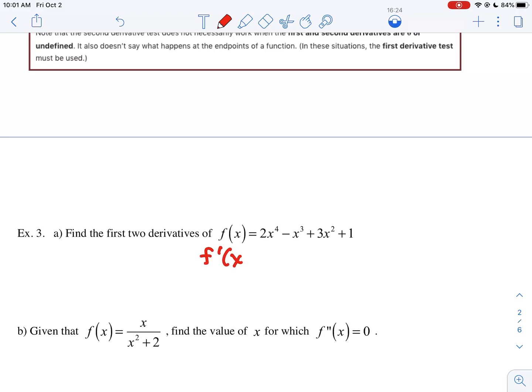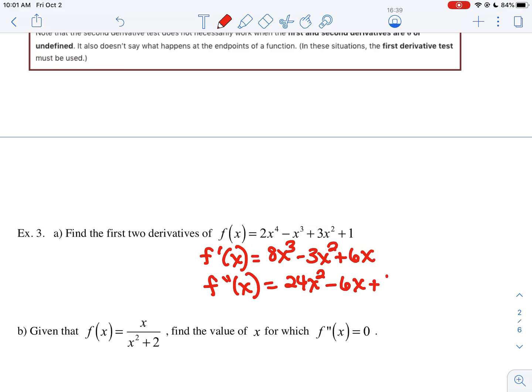So in example 3, part A, let's find the first derivative. So you get 8x cubed minus 3x squared plus 6x. And then the second derivative would be 24x squared minus 6x plus 6.